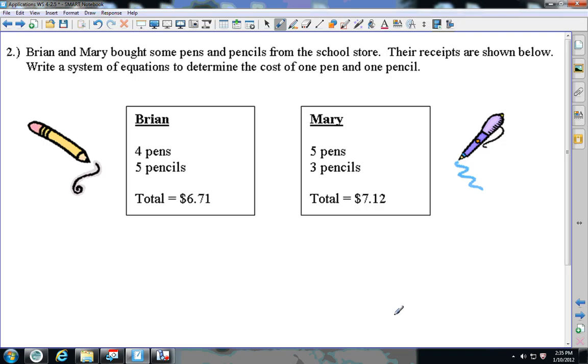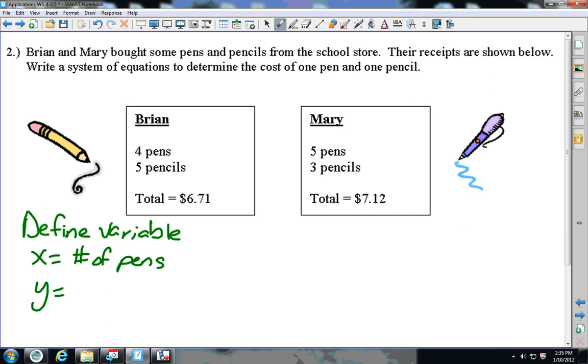Brian and Mary bought some pens and pencils from the local store, the school store. Their receipts are shown below. Write a system of equations to determine the cost of one pencil and one pen. Well, first off, we need to define our variables. What does define our variables mean? It means we need to choose what letter we're using. A lot of times we use the letter that matches what we're looking for, but we've got pens and pencils. Well, that's both P. In this case, I'm going to go ahead and use X and Y. I'm going to make X equal the number of pens, and Y is going to be the number of pencils.